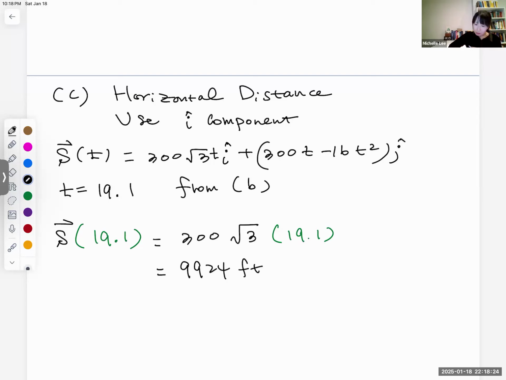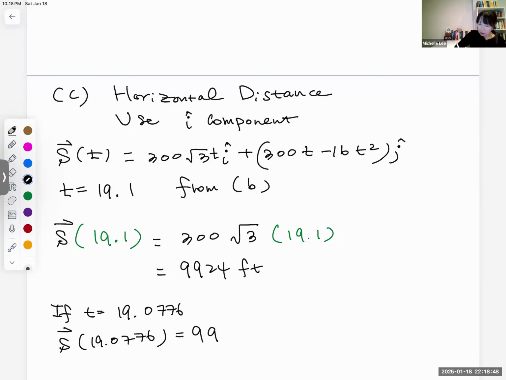So we got, actually, rounding, 9,077.6, right? So if t equal to 19.1, we can get this as the textbook answer. All right.